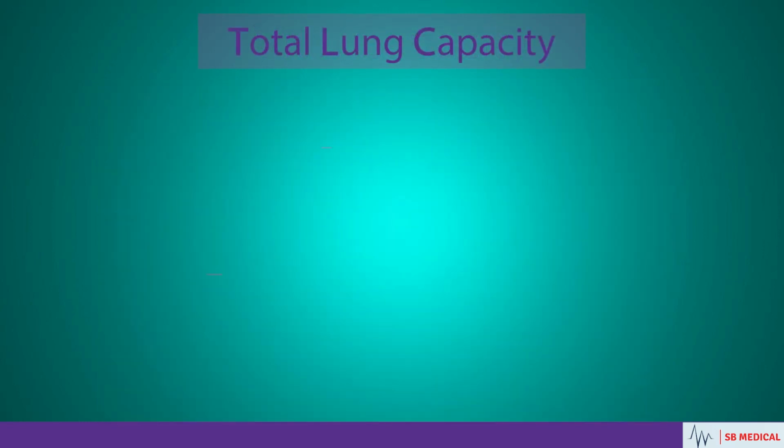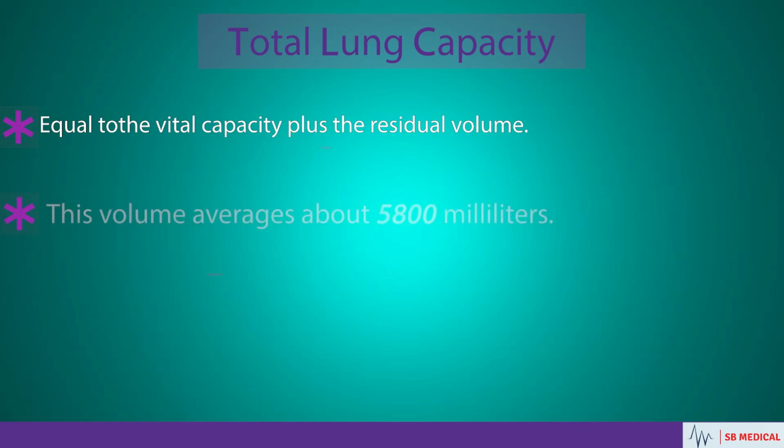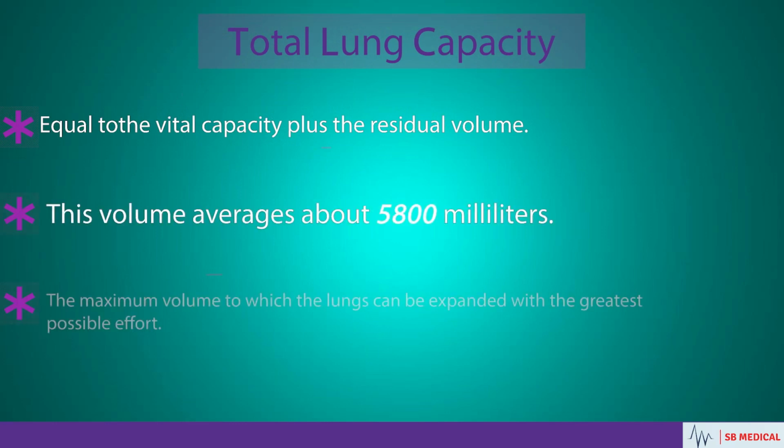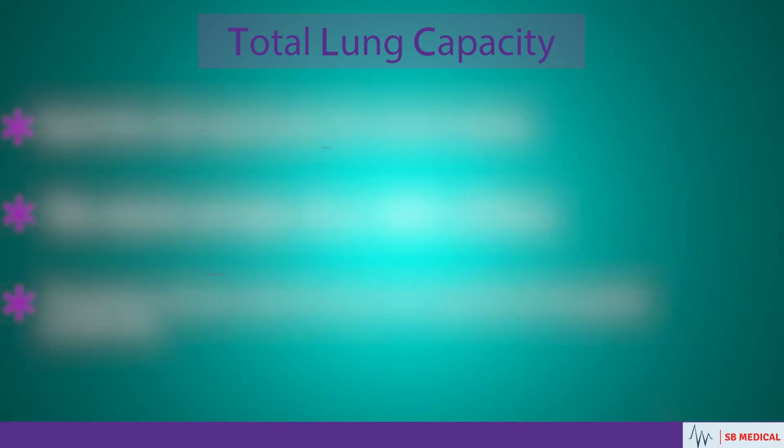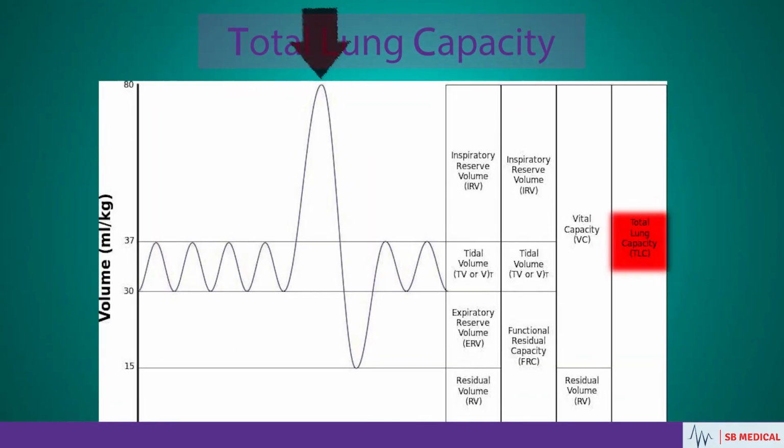Total lung capacity. Total lung capacity is the maximum volume to which the lungs can be expanded with the greatest possible effort, about 5,800 milliliters. It is equal to the vital capacity plus the residual volume. Total lung capacity is shown in this picture.